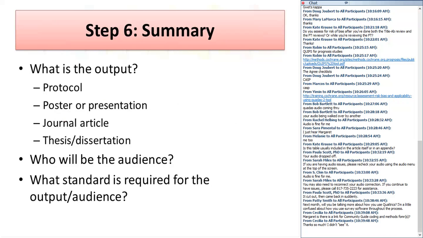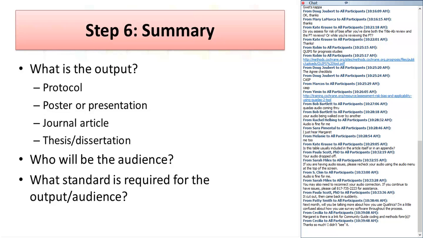So when writing up this summary, it's important to think about what is the output. So if they've been going through these steps in order to flesh out what they're going to do for a protocol, so they haven't been finishing everything, they've just been trying to do enough so that they can write out their methods, there are guides of how to write a protocol. If it's for a poster or presentation, PRISMA has a great guideline on what to include in an abstract. And so I will point people to that to say this is what you want to make sure you mention in your presentation or put on your poster.